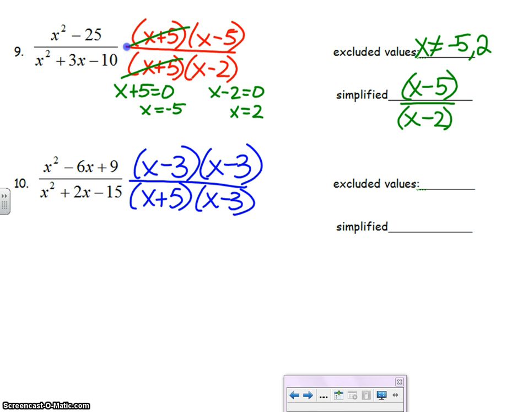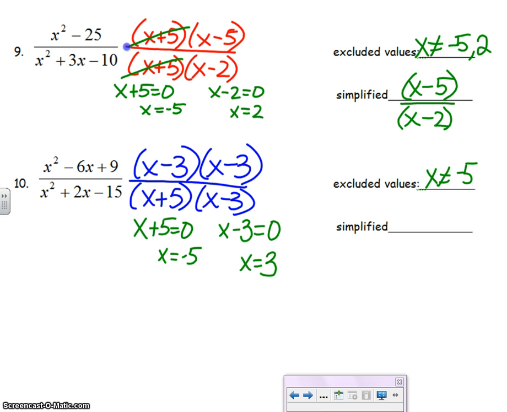Now we're going to check for our excluded values. What would make x plus 5 equal to 0 would be negative 5, and what would make x minus 3 equal to 0 would be 3. So my excluded values are negative 5 and positive 3.